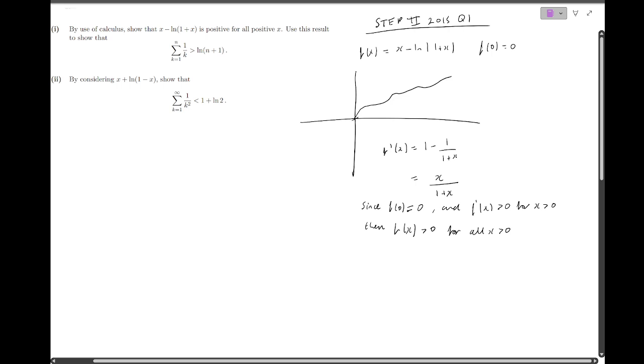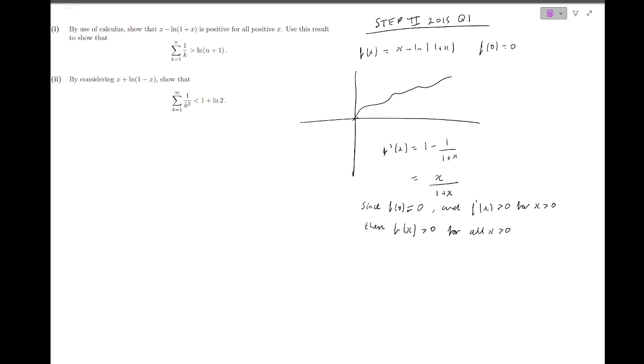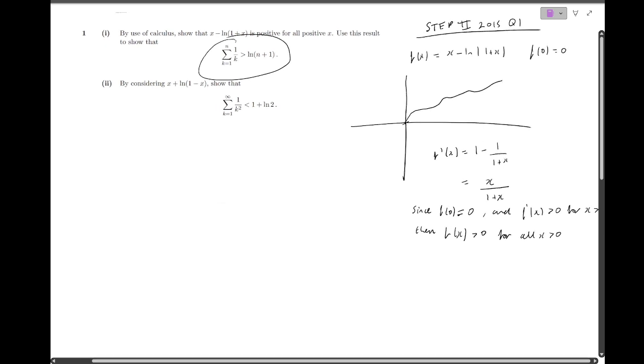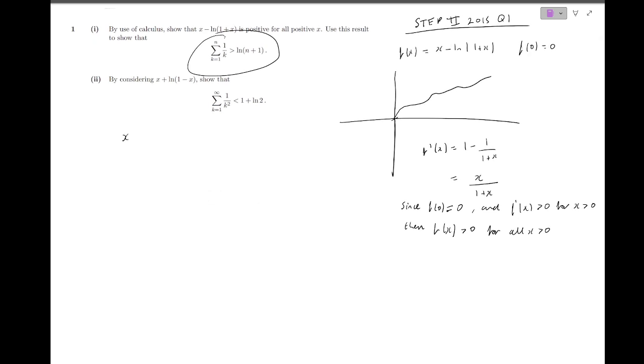Now we're going to use this result to show that we can obtain this. From the stem part of part one, we showed that this is true. Now we can do some rearranging and we get this. Now we've got the inequality in the same direction as what we want to show, but it's not the same, right? Because we've got a k and an n and a summation.